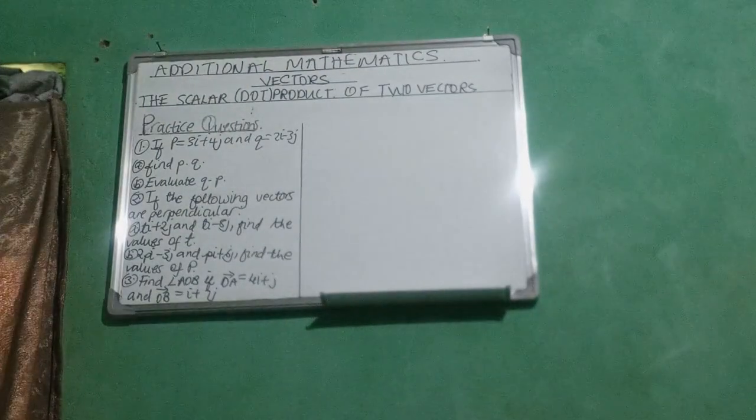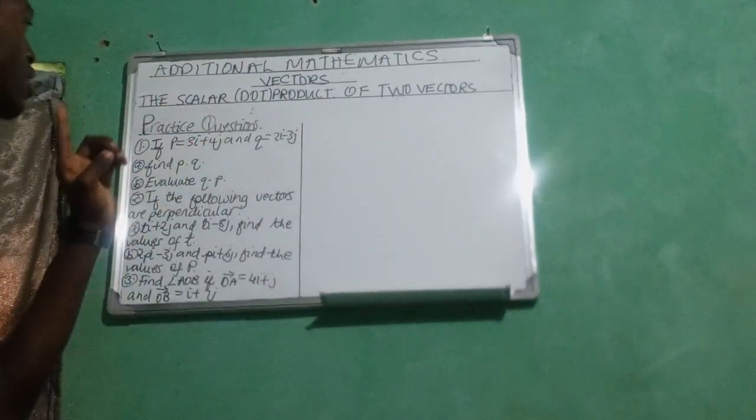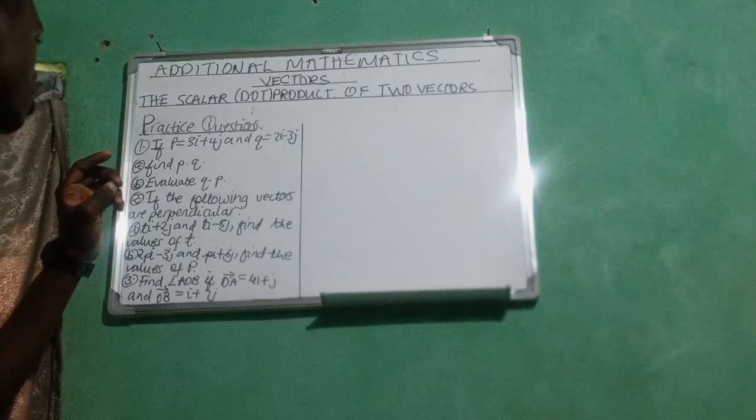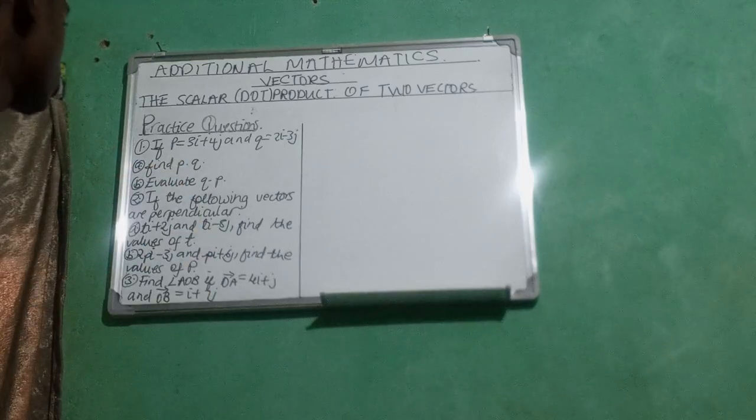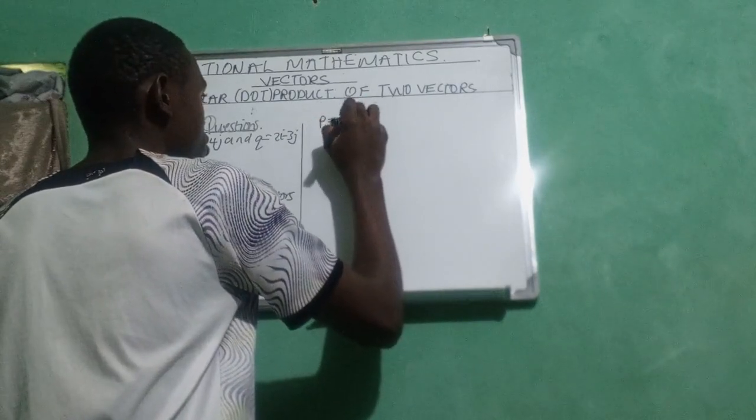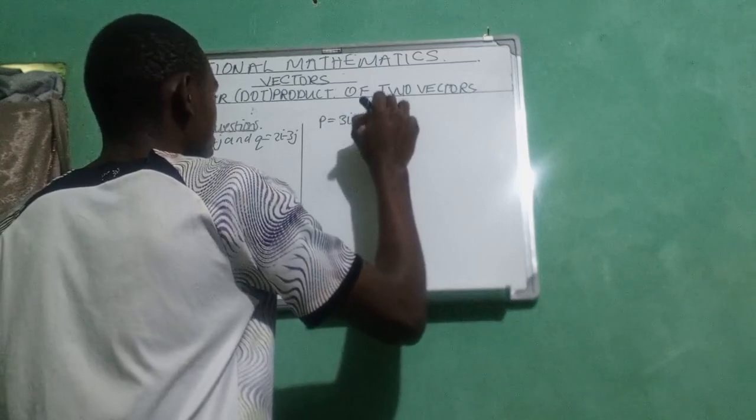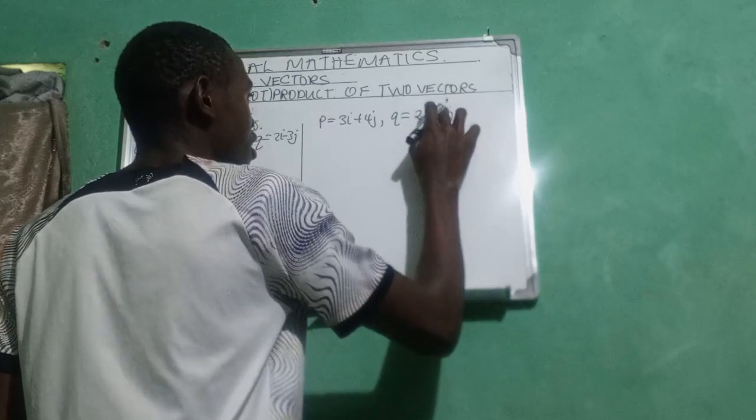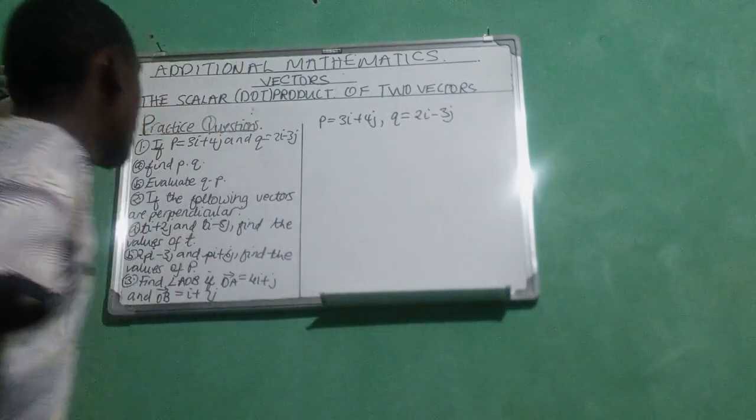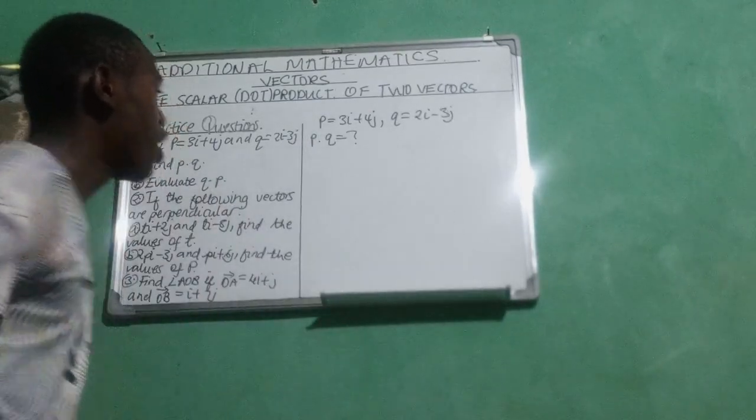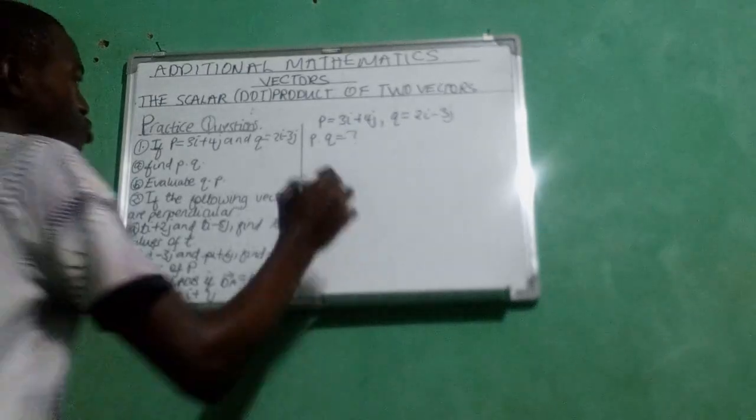So in this video, it says, if vector P is equal to 3i plus 4j and Q is equal to 2i minus 3j, we need to find P dot Q. So for A, for information, first of all we know P is equal to 3i plus 4j, then we have our Q is equal to 2i minus 3j. Then we need to find the P dot Q. So P dot Q is equal to question mark. What do we do for that? So this is question number A.